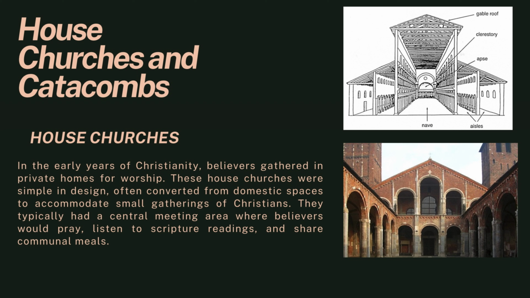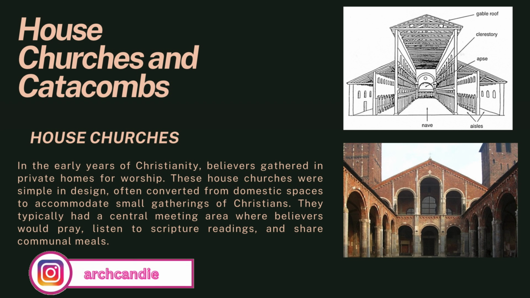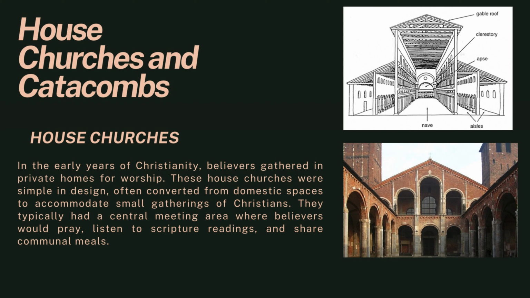In the early years of Christianity, believers gathered in private homes for worship. These house churches were simple in design, often converted from domestic spaces to accommodate small gatherings of Christians. They typically had a central meeting area where believers would pray, listen to scripture readings, and share communal meals.